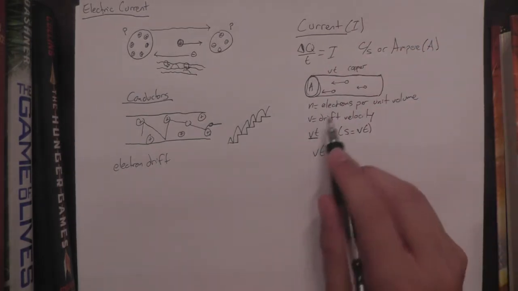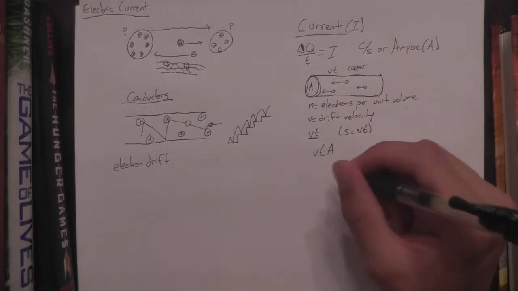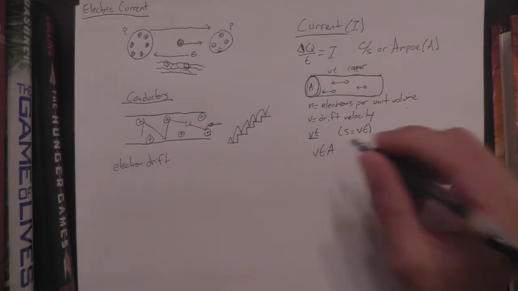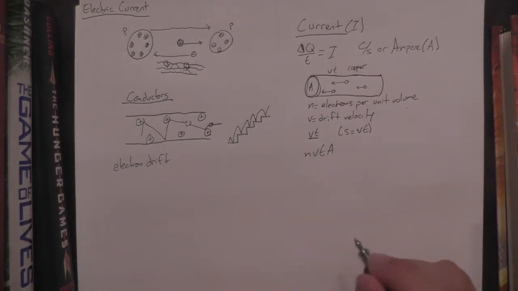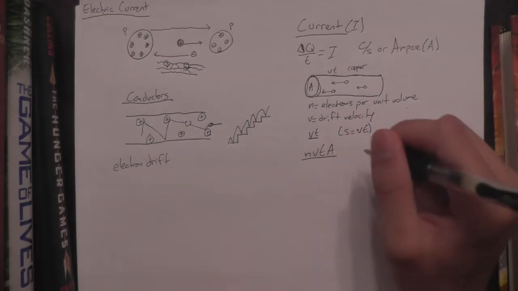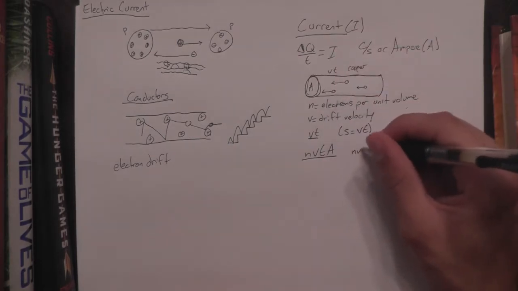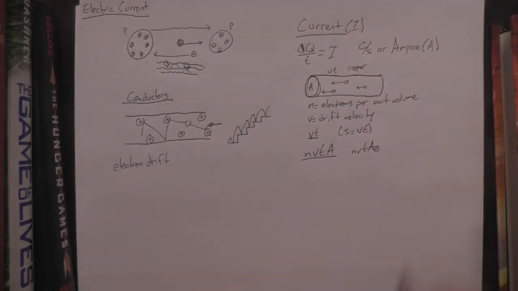And because n is the number of electrons per unit of volume, the total number of electrons in this volume will be nvtA. Right? Following me? Good. All right. So every electron has a charge of e. So if this is the number of electrons, then the charge of all the electrons in this section will be nvtAe. Right? Yeah, that's the charge.